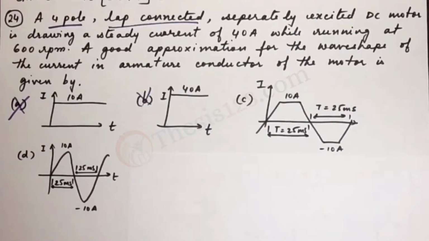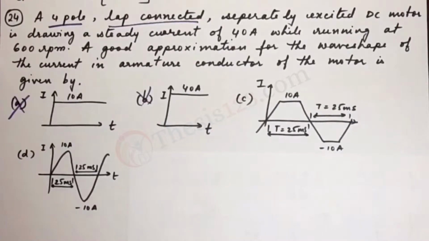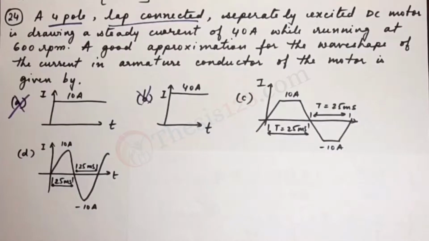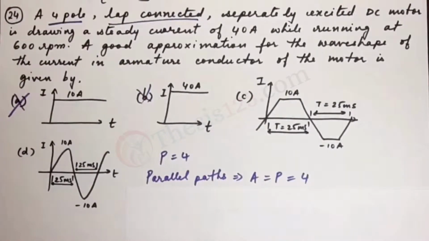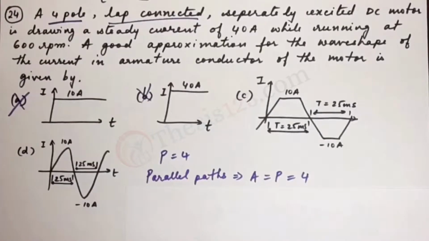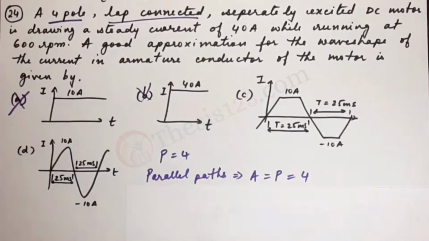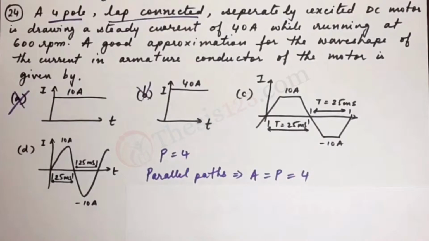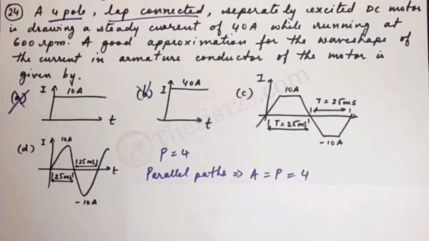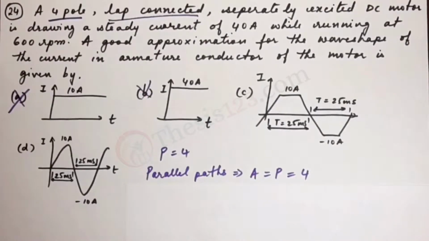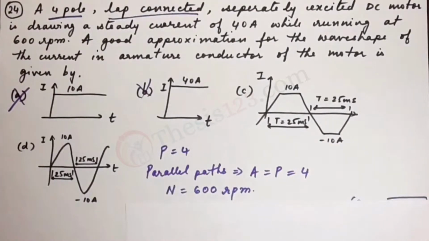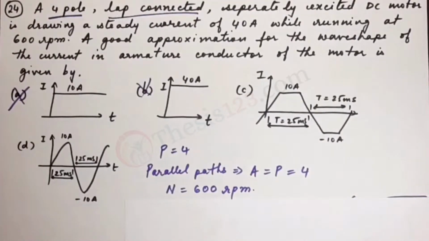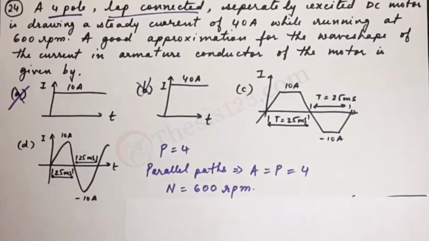So let's begin with what's given to us. A 4-pole. So pole P is equal to 4. Now you see lap connected. Lap connected should tell you that the number of parallel paths is equal to the number of poles. So parallel paths is denoted by A. A is equal to 4. Okay. So the next thing given to us is the speed. Now we have been given that the speed is 600 rpm.